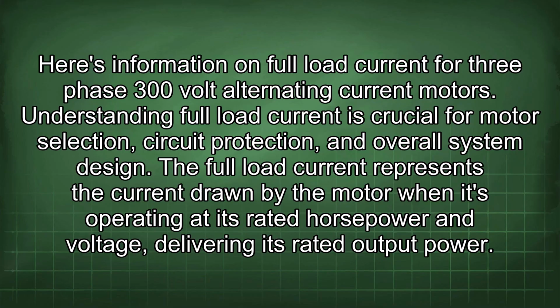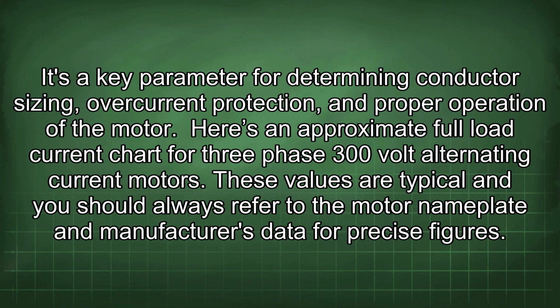Here's information on full load current for 3-phase 300-volt alternating current motors. Understanding full load current is crucial for motor selection, circuit protection, and overall system design. The full load current represents the current drawn by the motor when it's operating at its rated horsepower and voltage, delivering its rated output power. It's a key parameter for determining conductor sizing, overcurrent protection, and proper operation of the motor.